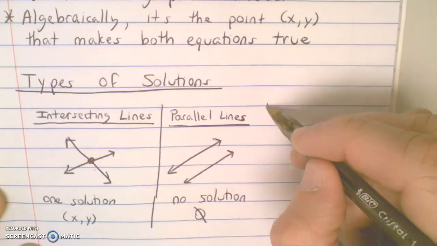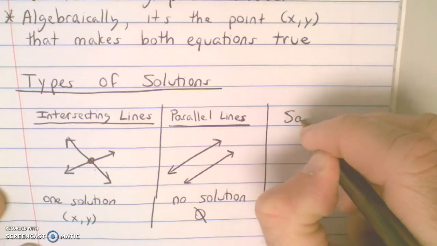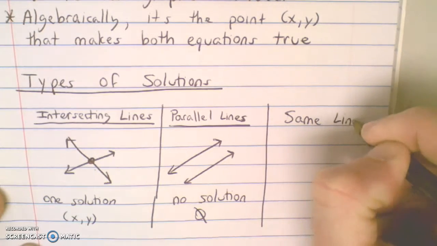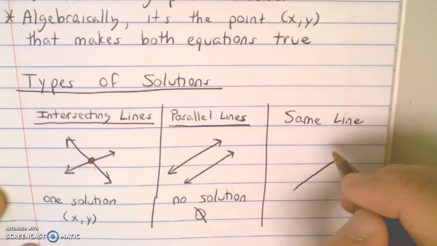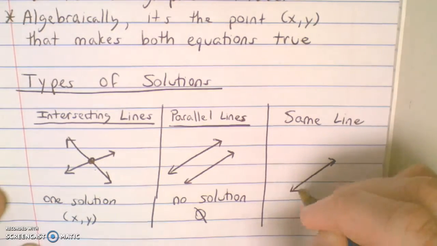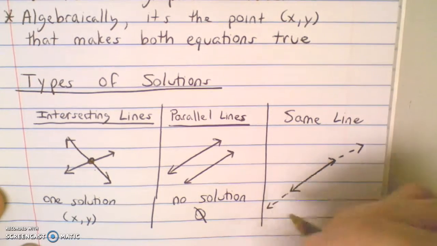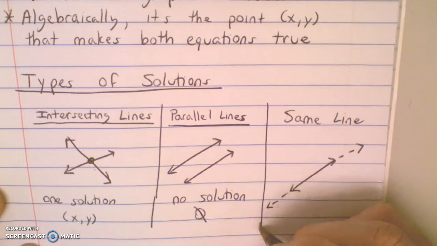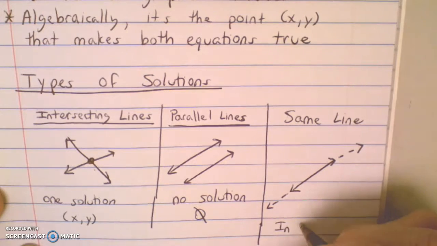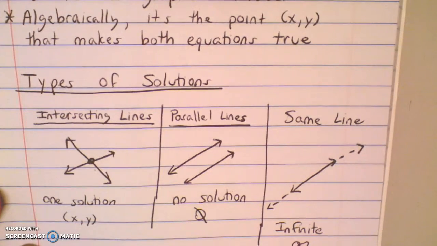And the last type of solution you'll find is the same line. So the same line is when you're going to have a line that's overlapped. And to represent this, I'm going to draw the first line solid, and then the overlapping line dashed. And here is a special situation where you have an infinite solution, because every single point on the line works. And the symbol for infinity is kind of like that sideways 8.